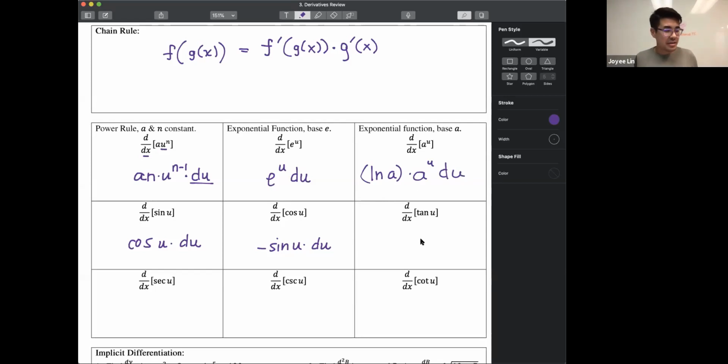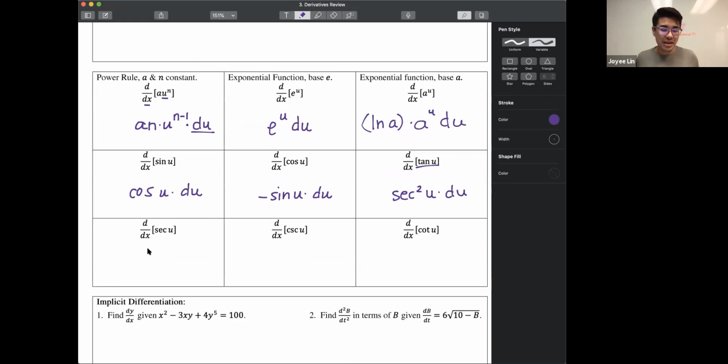Okay. Tans. So remember, my student told me this once. She said tans are sexy. So that's how she remembered that the derivative of tangent u is secant squared u. Secant is secant u tangent u du.